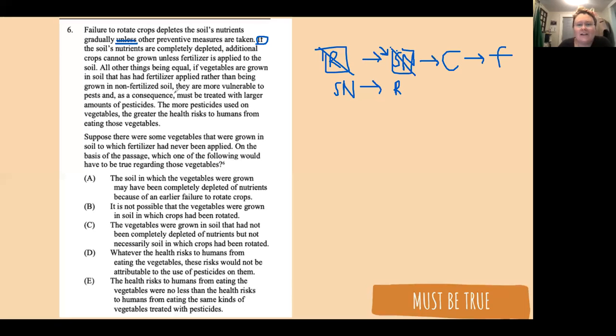All other things being equal, if vegetables are grown in soil that had fertilizer applied rather than being grown in non-fertilizer soil, they are more vulnerable to pests, and as a consequence, must be treated with larger amounts of pesticides. So here, I literally just wrote on my notes, okay, so if vegetables are grown with fertilizer, that just means more pesticides. The more pesticides used on vegetables, the greater the health risk to humans from eating. So, and if that happens, the greater the health risk.